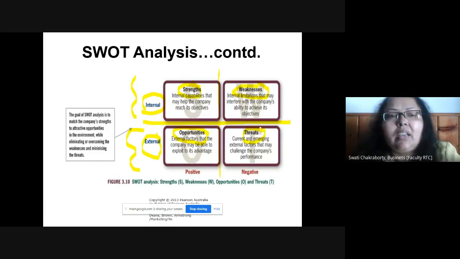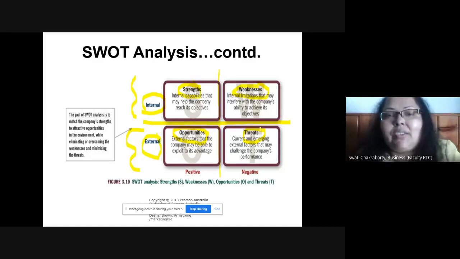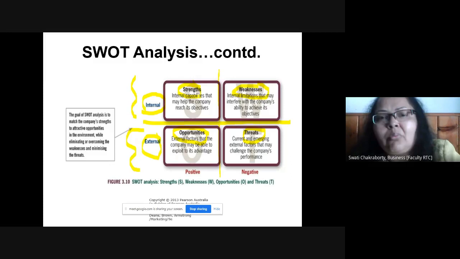Now, for any firm, or a project in a firm, or the industry, you need to list down the strengths, 1, 2, 3, that's how you do it, then the weaknesses, the opportunities, and the threats. Strengths and opportunities are positive factors. Weaknesses and threats are negative.